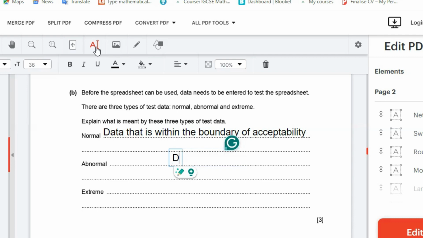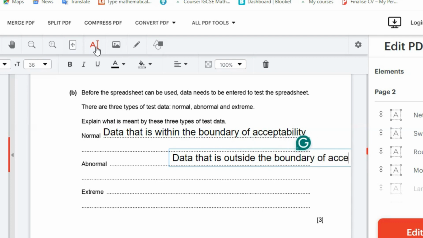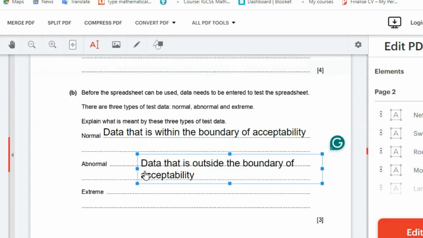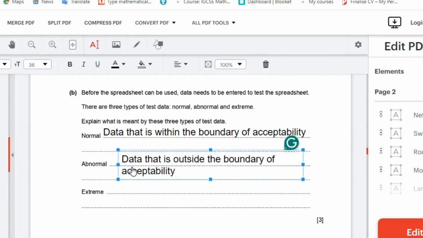So that will give us data that is outside the boundary of acceptability. That is, their data you look at and you still ask twice, like, are these real? That is the data we know as abnormal data. Then the third one is what?